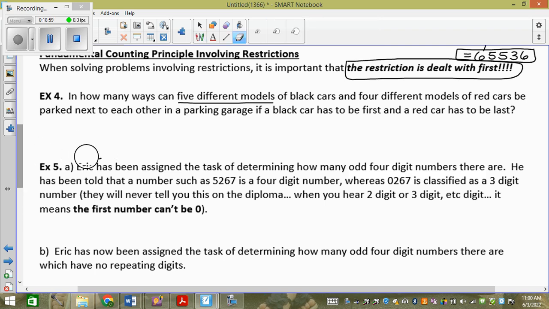So I have, in how many ways can 5 different models of black cars and 4 different models of red cars, which I'm going to put in red, and you should highlight and underline as you're going, be parked next to each other in a parking garage. So they're next to each other. Car, car, car, car, car, car, car, car, car.